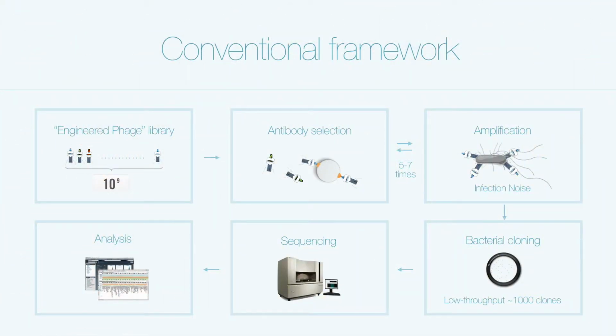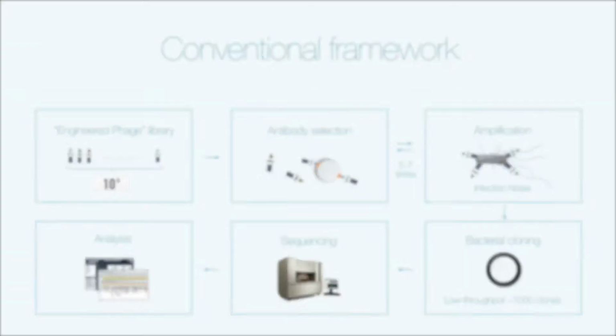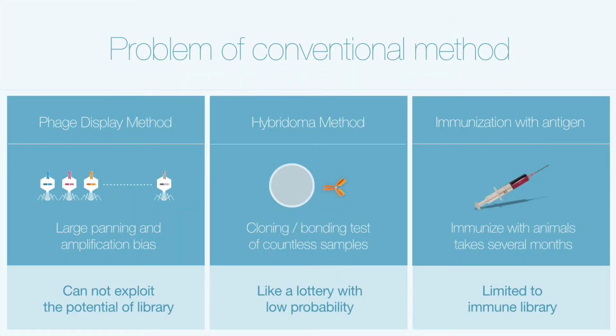So, in the conventional framework for antibody discovery using phage display library, there are many steps which are time-consuming and a lot of labor, and there's also a lot of bias in the experimental framework, particularly at the antibody selection and amplification. This is cycled through many times, and the bias is compounded, so a lot of good antibody candidates never get discovered. There are multiple methods for antibody discovery, but what they all have in common is they require a lot of time and manpower, and there's a lot of bias in the results.